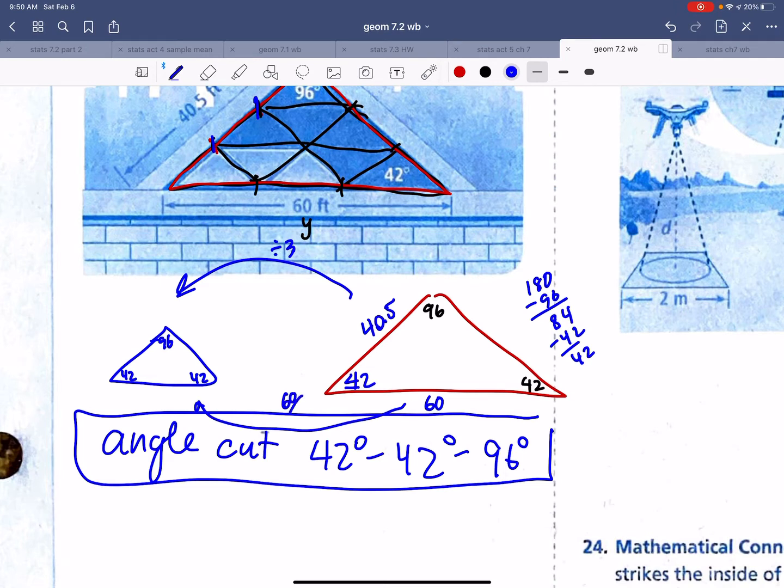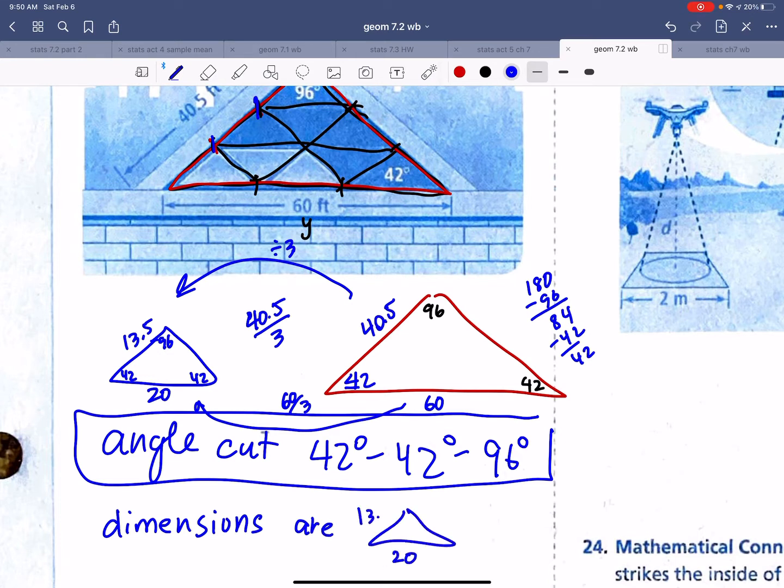So 60 divided by 3 would be 20. And I guess I got to do that in my calculator. 40.5 divided by 3. 13.5. So the dimensions are 20 on the bottom, 13.5 on each side.